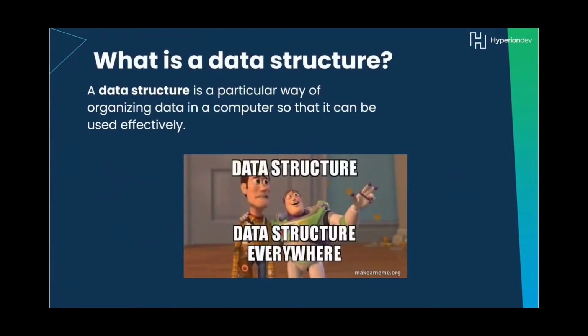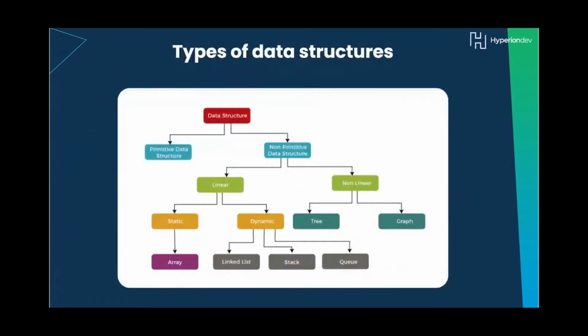So, firstly, what is a data structure? A data structure is a particular way of organizing data in a computer so that it can be used effectively. You can see this image over here. We've gone through pretty much all of the data structures that's been covered here. The importance of data structures is that it is the most fundamental building block concept in computer science. So a good knowledge of data structures is a must to design and develop an efficient software system.